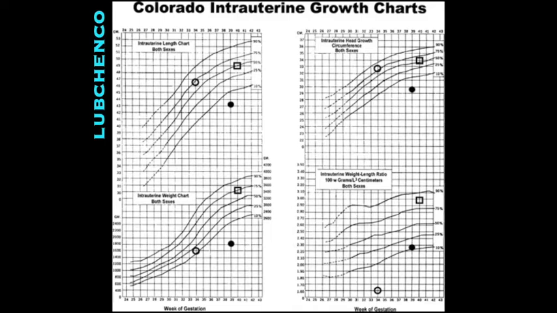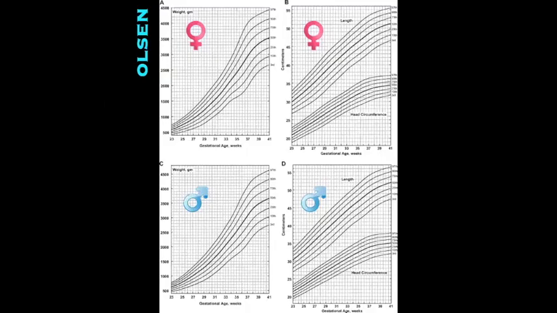So we have here the Lubchenco or the Colorado intrauterine growth charts. This was made around in the 1960s. So based on the gestational age and the weight of the patient, then we are able to classify. However, this has limitations. So in around 2010, the Olsen chart was formulated.